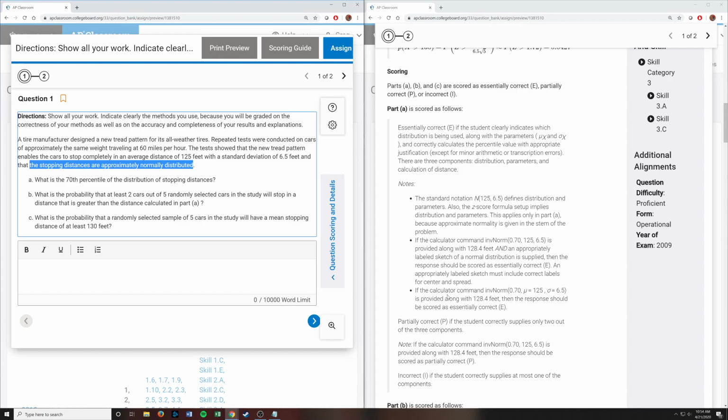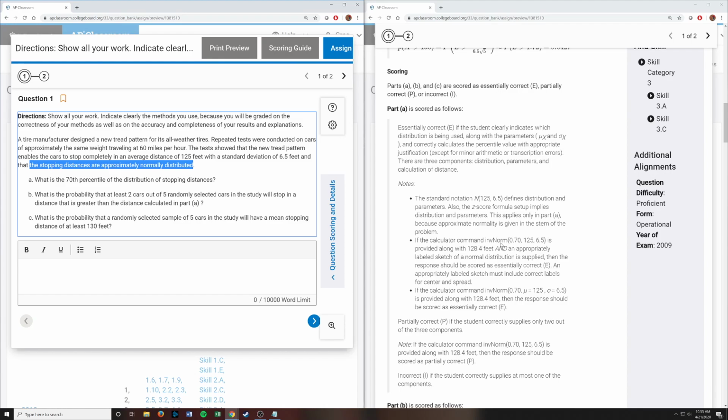So, here are all the different ways that you could get distribution parameters and calculation of distance. You need all three of those to get an E. If you write normal 125 6.5, you're good for distribution and parameters. So then all you'd have to do is state that the stopping distances have this distribution and calculate from there. You could use the z-score formula. That implies that it's a normal distribution and the parameters are in the z-score formula. So that would work as well.